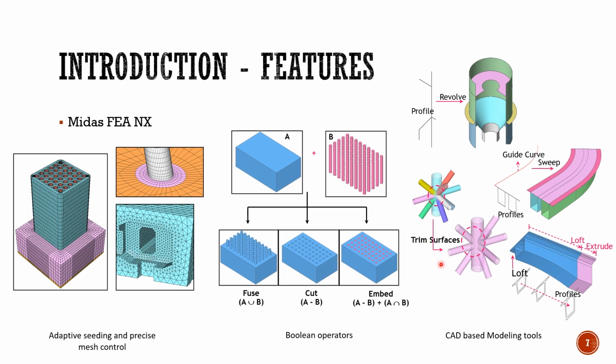Further, we have options of trimming the surface, where we can trim all the pipes connecting at a particular node in order to create a properly jointed surface, as you can see in this particular image. Further, we have loft command to taper the geometry from one section to another section, as you can see in this particular image. Let's look at the post processing results of FEA NX.